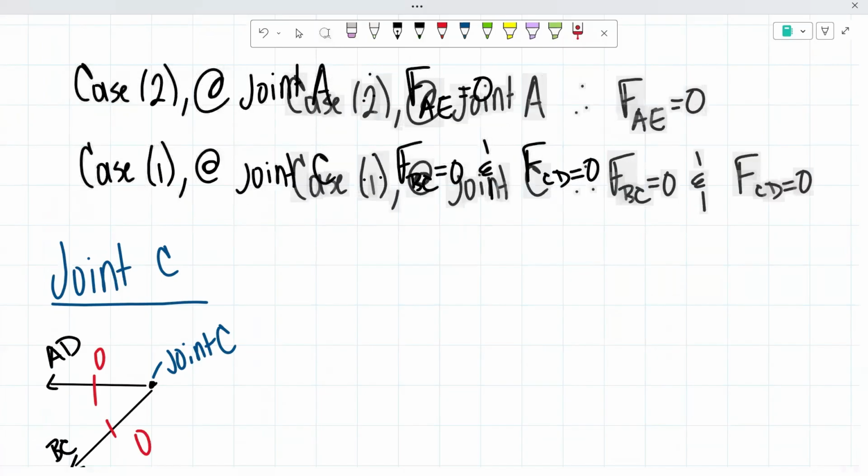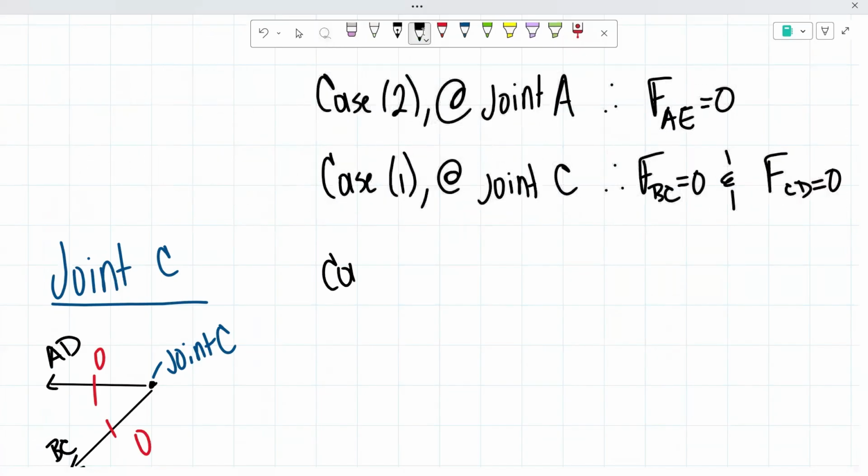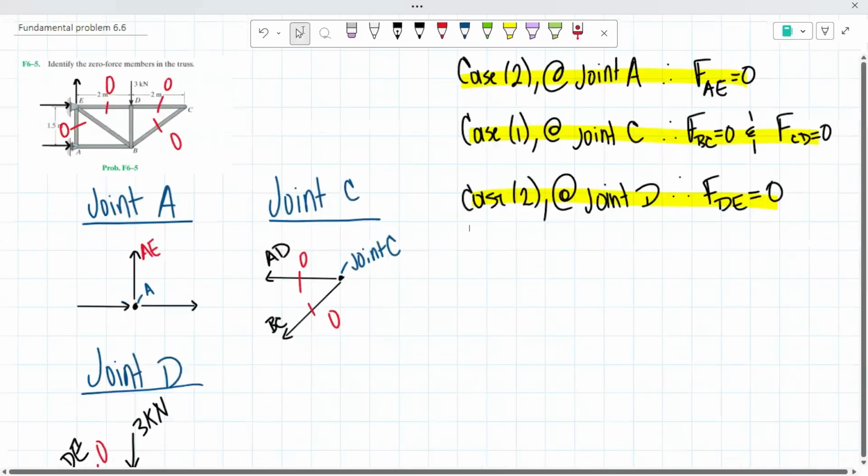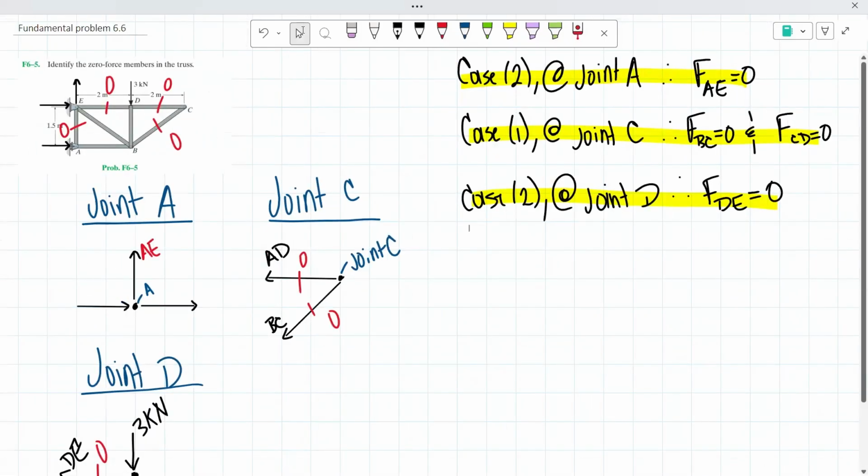And then from there, we had one more case 2, at joint D. Therefore, the force of the member DE equals 0. So with that, we are done with the fundamental problem 6.6. Once again, it asked us to identify all the zero force members in the truss. I simply just went joint by joint, seeing if they met the criteria for case 1 and case 2.